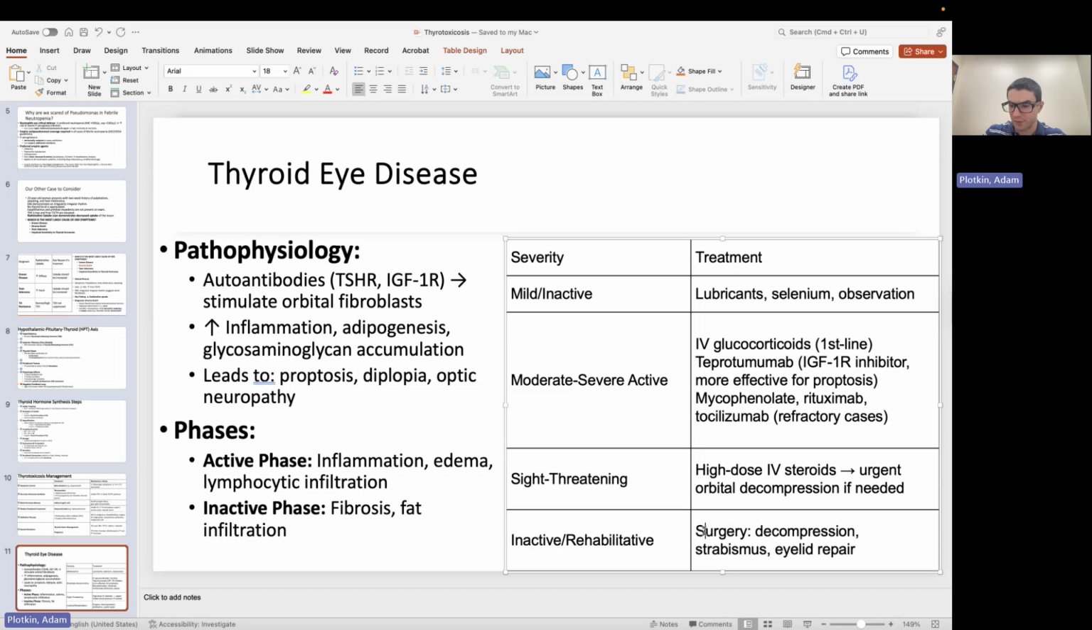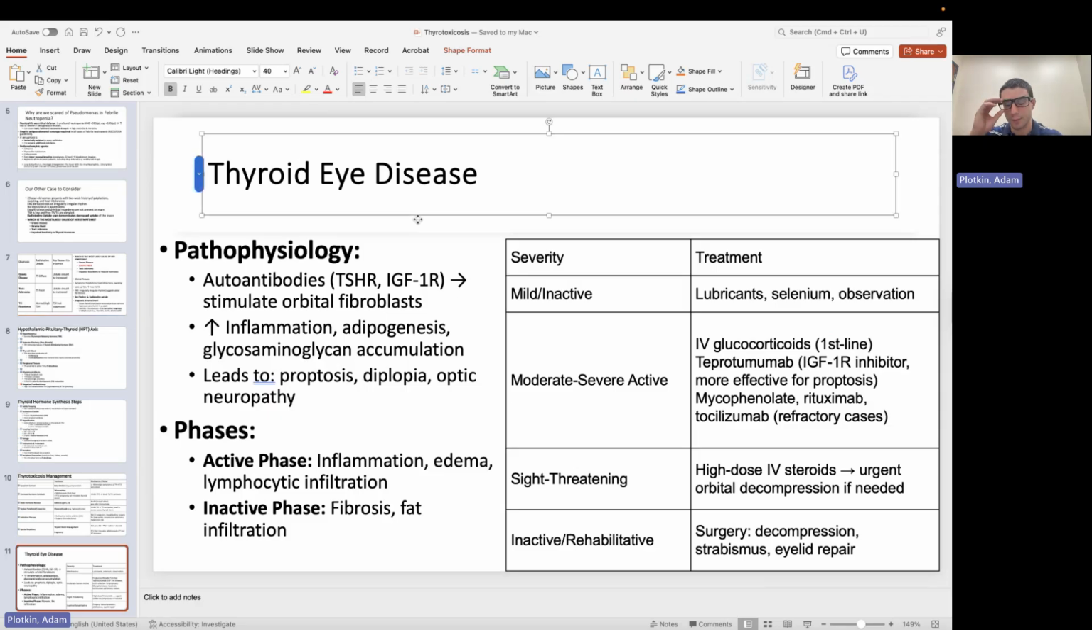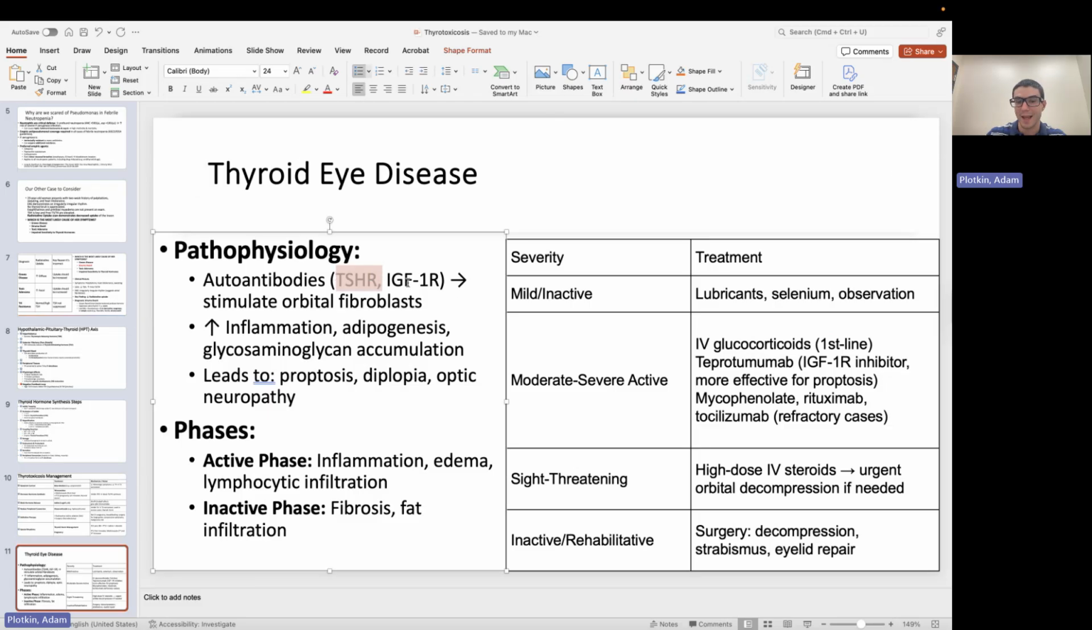We can do different kinds of surgery. Okay, so again, the pathophysiology: we have these thyroid stimulating antibodies that can go up to the orbital fibroblasts. They can stimulate via TSH receptors and IGF-1 receptors. Those stimulate those orbital fibroblasts, and we increase inflammation and increase this extracellular matrix.